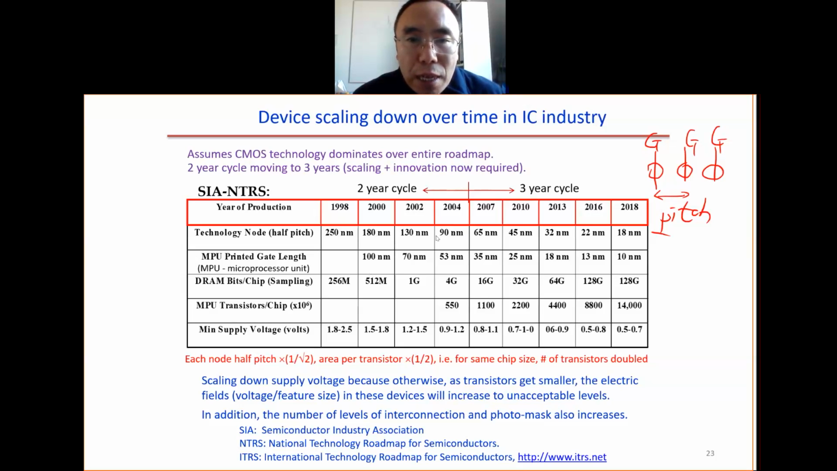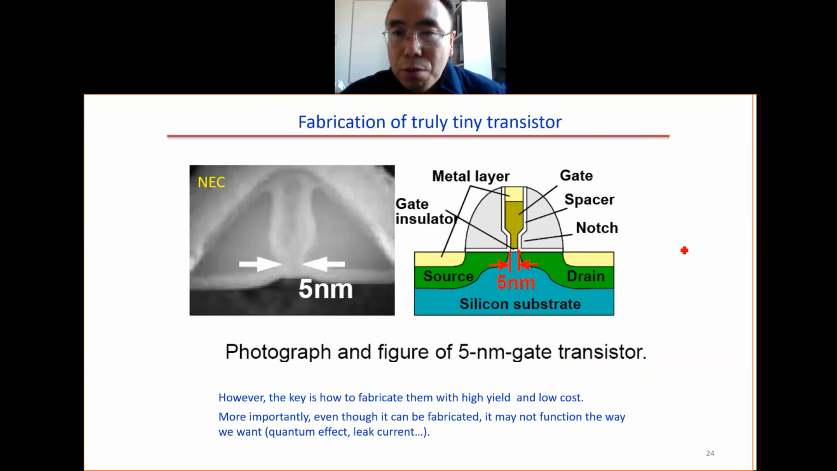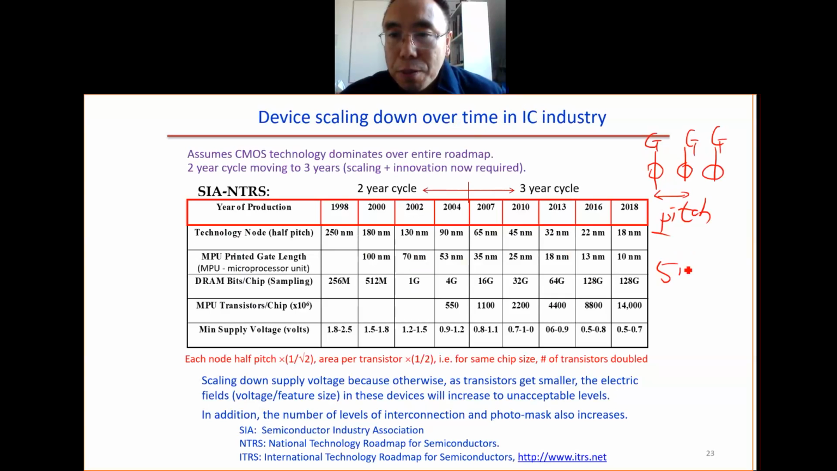This number is half of this number, and this number is half of this number. So every 2 nodes, the pitch becomes half. Then 22 is half of 45. But later on, you can see the numbers deviate. This one is 18. In principle, this one should be 16. 32, 22, it should be 16. So today, if you read the newspaper, you know we're at 5 nanometer.